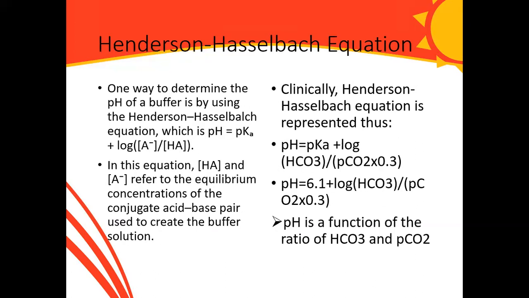And don't forget your Henderson-Hasselbalch equation. This is where we see that pH and pK are related. But don't forget, in all of this, pH is a function of the ratio of your bicarbonate and your PCO2. You can see from this, pH equals 6.1 plus the logarithm of bicarbonate over PCO2 times 0.3.